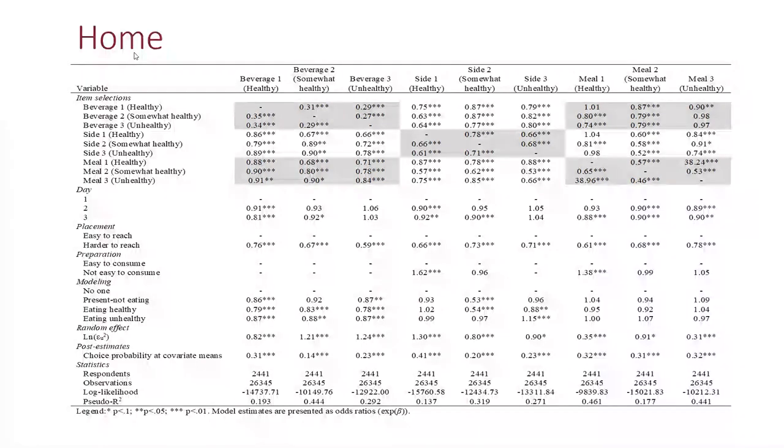So basically, at the top, where the heading says item selections, this is where we model dependencies between the choice of each item and the choices of other items, whether they are related, of the same nature or others. And also we have estimates for preference for a day, or control for a day of the week. Also preferences in terms of placement, preparation, and modeling. And of course, for the random effect, and also I've estimated the choice probability of choosing any type of item. Now, without going into the details, I'm going to highlight the key findings from this analysis.